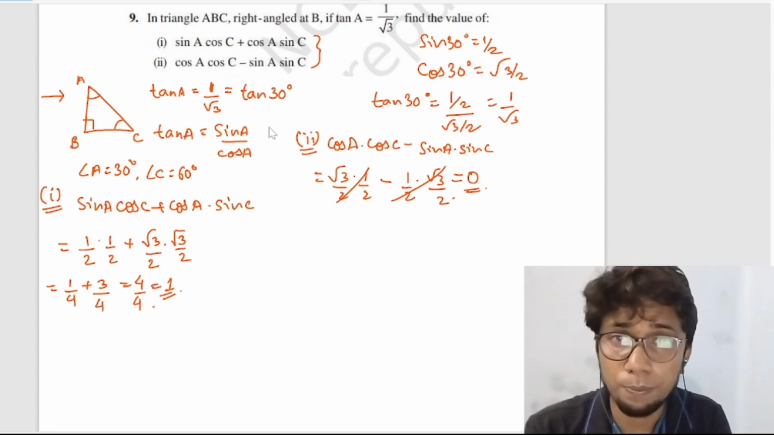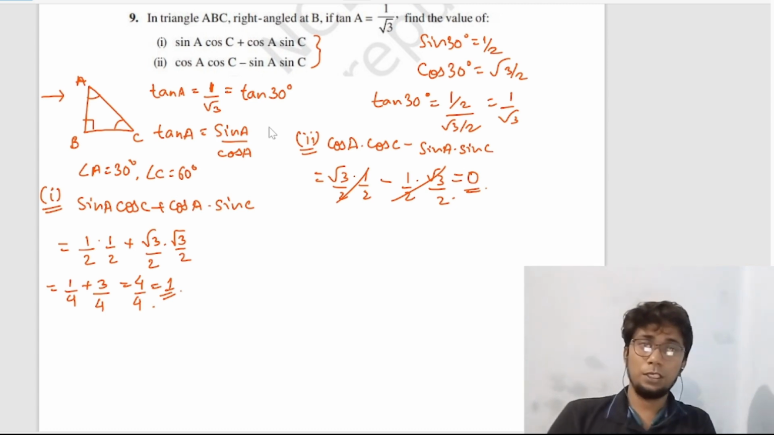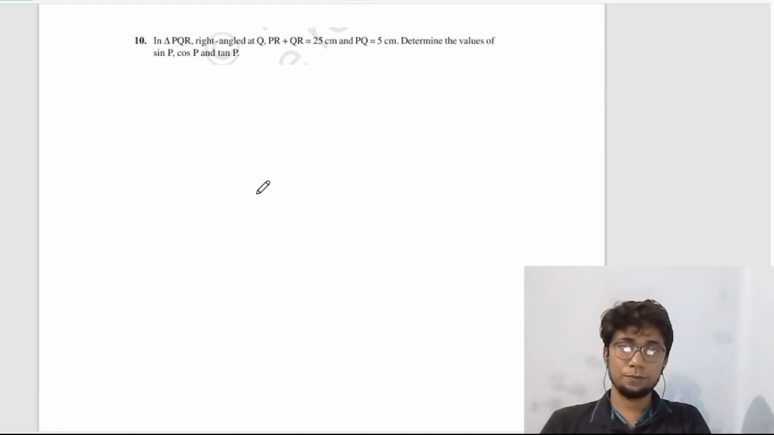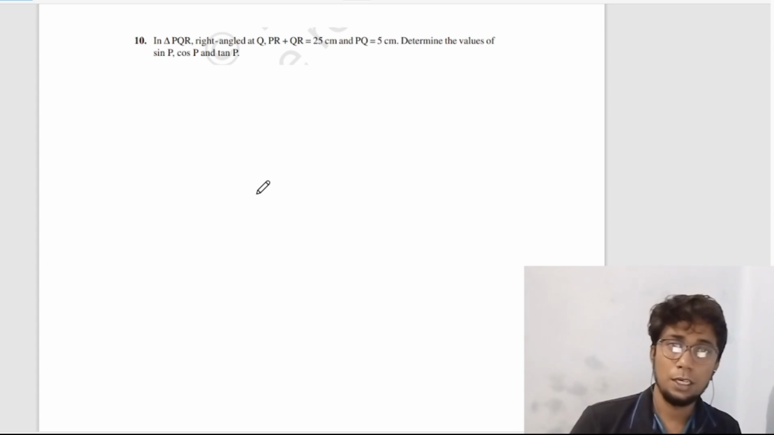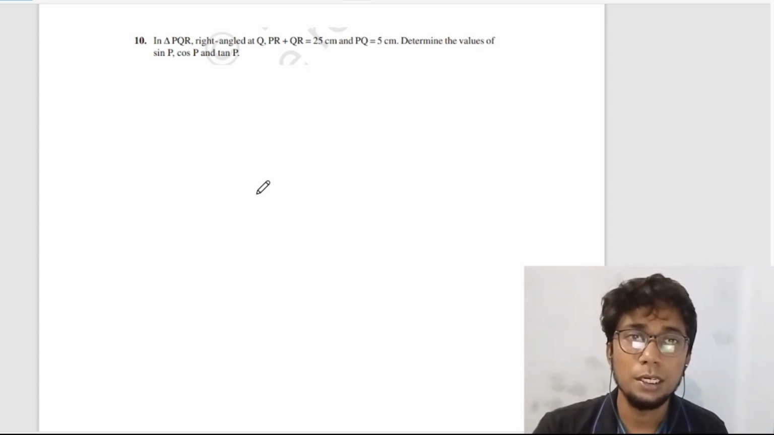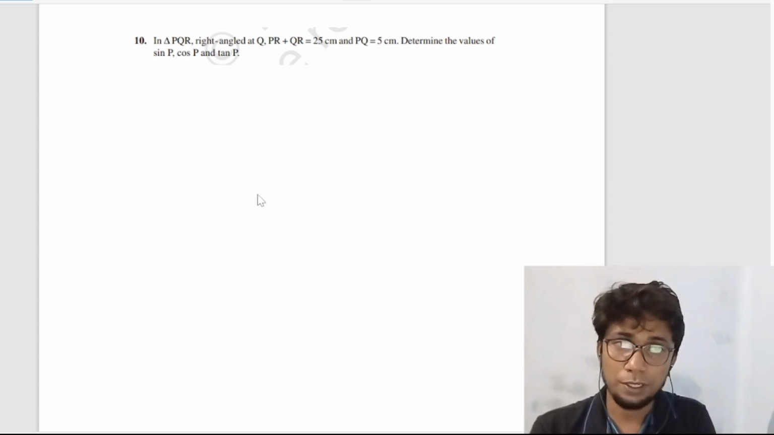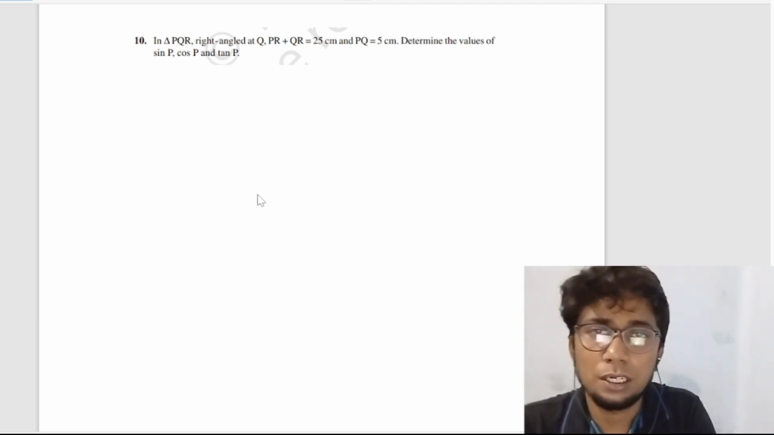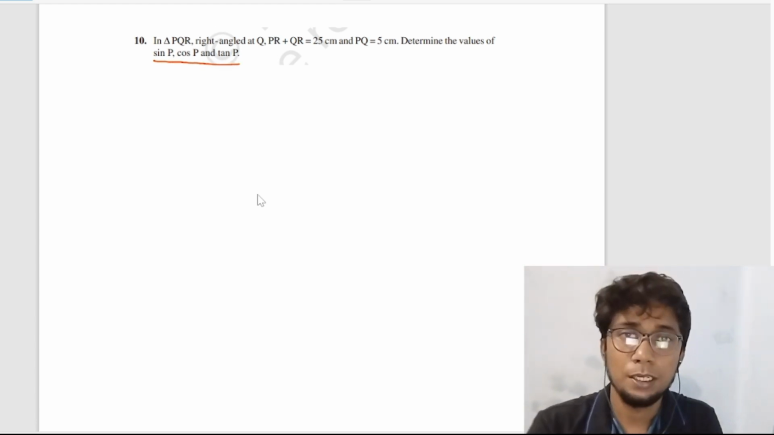Alright, I hope everything is clear till now. Okay, now let's move on to the next question. Okay, so the next question is, you are given a triangle PQR that is right angled at Q, and PR plus QR is given to be 25 centimeters and PQ is given to be 5 centimeters, and you have to calculate the values of these trigonometric ratios. Fine. So let's start.